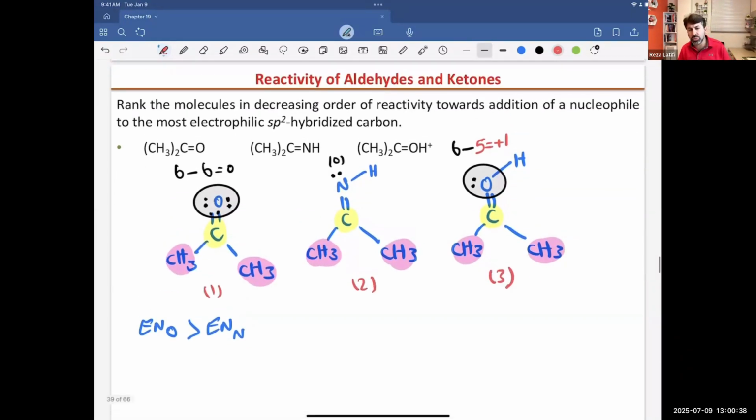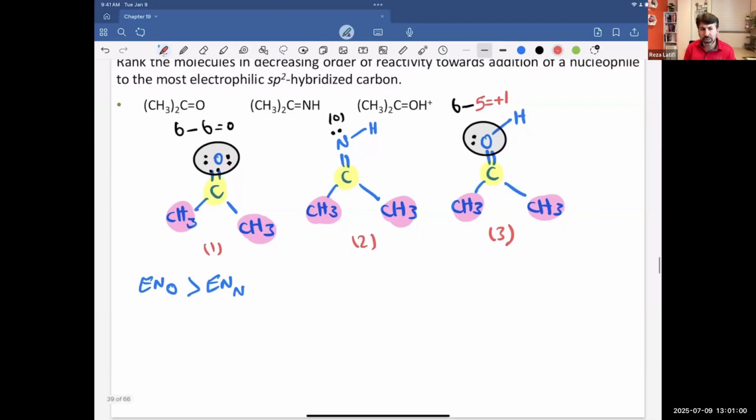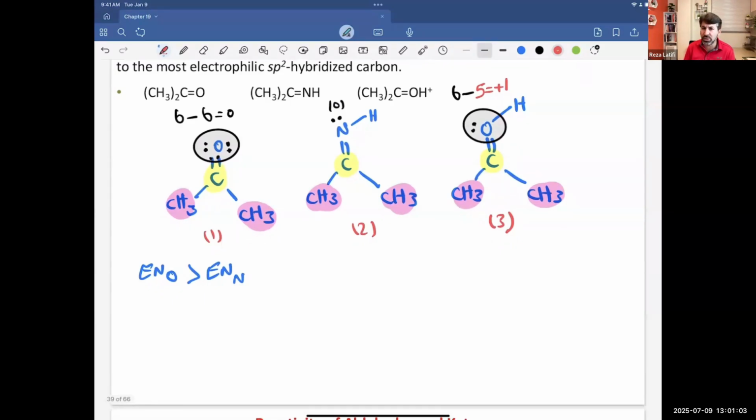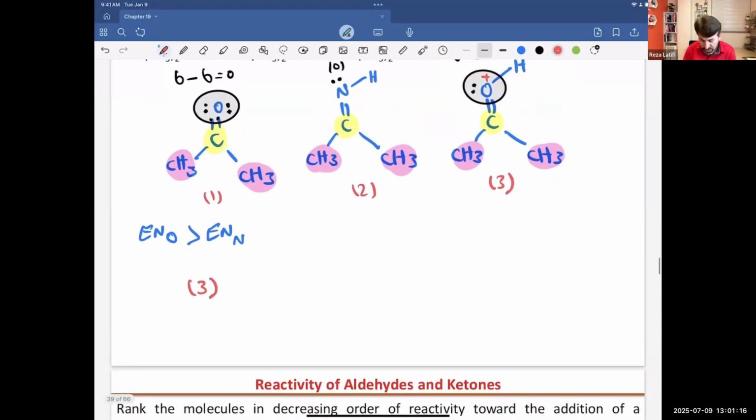I want to see which one of these is more reactive toward a nucleophile. The one that has oxygen attached to carbon will be more reactive. So the first choice is between number 1 and number 3. But number 3 not only has oxygen, it also has a positive charge on oxygen, which is not good to have. So I'm going to say the most reactive compound will be number 3, because it has oxygen with a positive charge. And then number 1, and next one will be number 2.